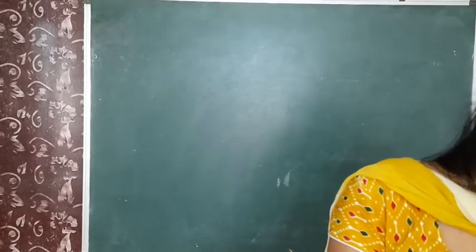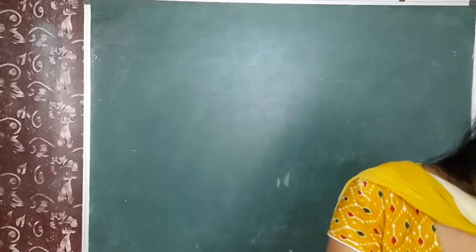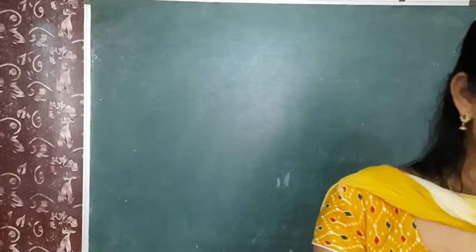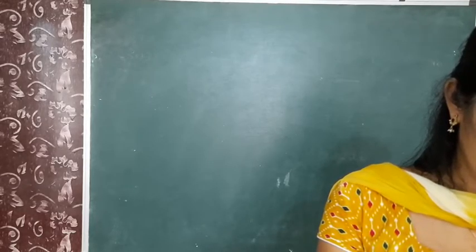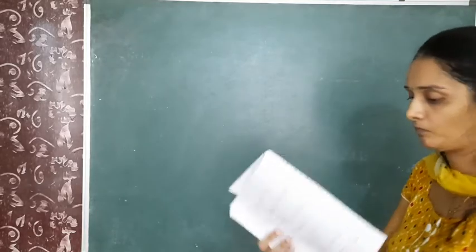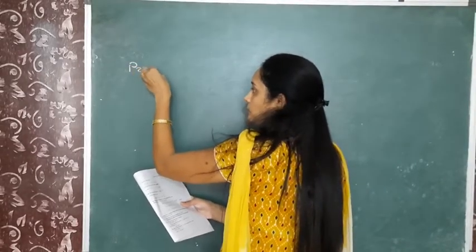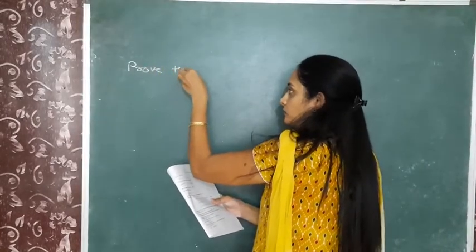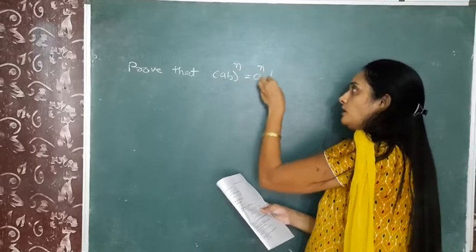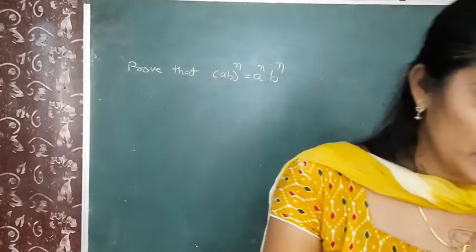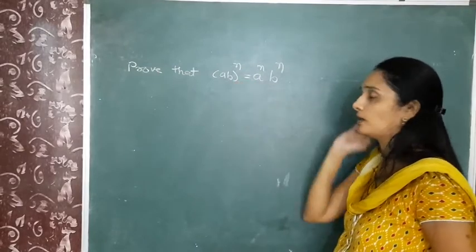ટેક્સ્ટ બુકનું એક એક્ઝામ્પલ છે. Prove that AB whole raised to n is equals to A raised to n B raised to n. ટેક્સ્ટનું એક એક્ઝામ્પલ છે, ઇમ્પોર્ટન્ટ છે એટલા માટે કરી લઈએ. ઓકે, we have to prove this statement by principle of mathematical induction.